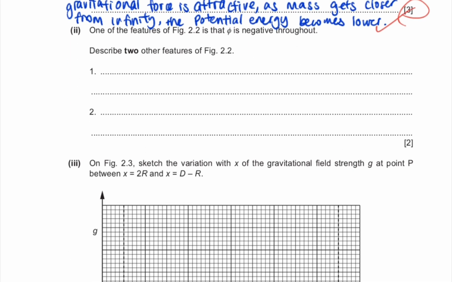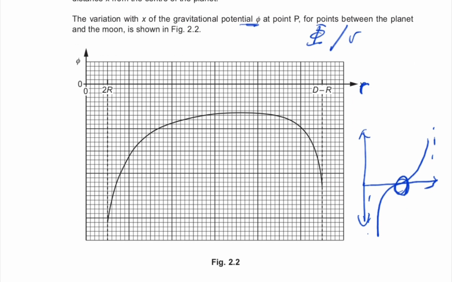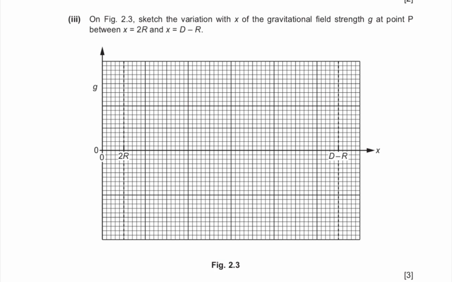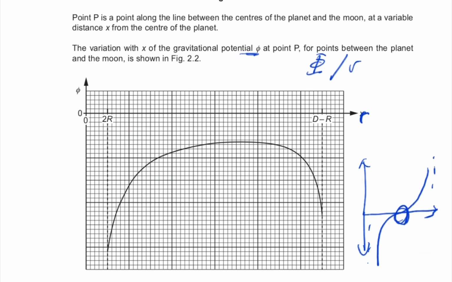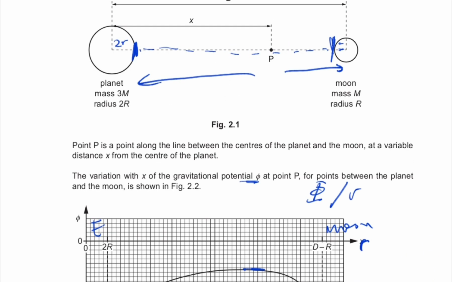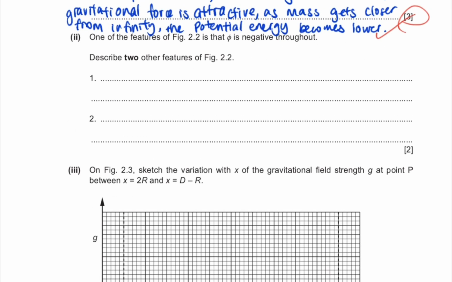The second part asks us to describe 2 other features of figure 2.2, which is what we have over here. They just want us to describe more features of it. And they tell us one of them is that phi is negative throughout, and we just have to note other qualities. So the first thing that we can comment on when we look at this is the maximum potential, which is somewhere over here. And remember, this is the moon and this is Earth. The maximum potential is closer to the moon than it is to the planet. So we can comment on that first.